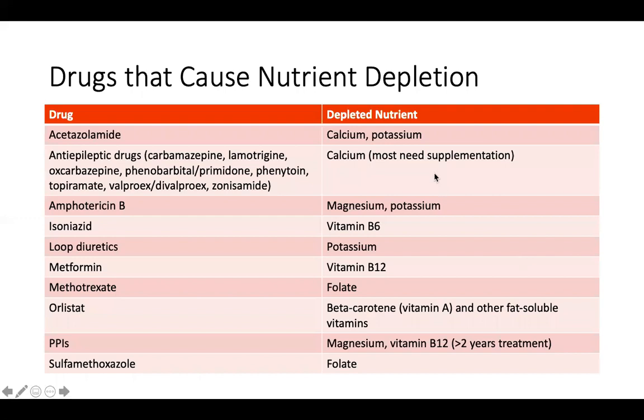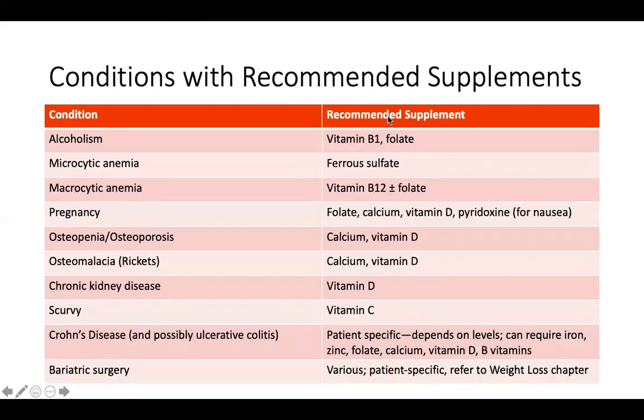Here are some of the drugs that cause nutrient depletion that we always need to be aware of. I always think of those PPIs, metformin and B12, loops, and then some of these other ones. And then conditions as well. So ones that we want to be aware of, alcoholism. So you always see thiamine, multivitamin, folate complex when people who are coming off of some binge come to the hospital and are getting this.